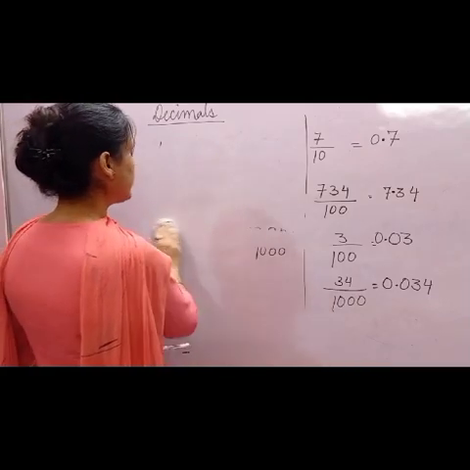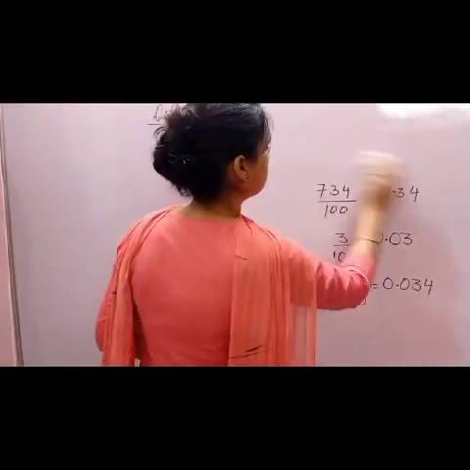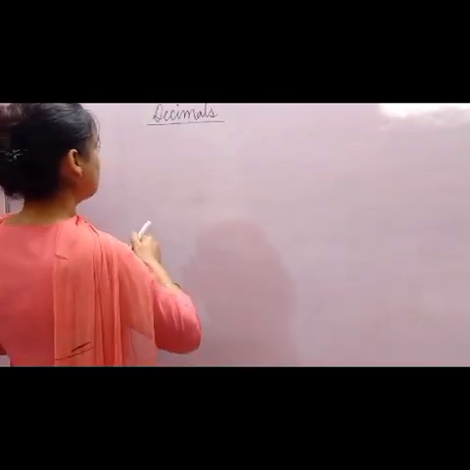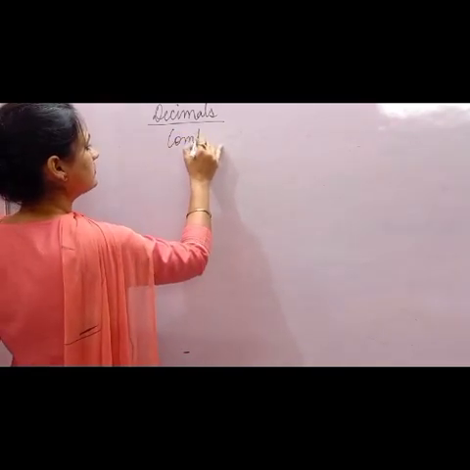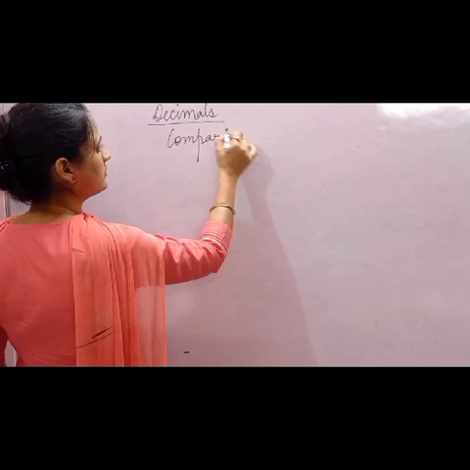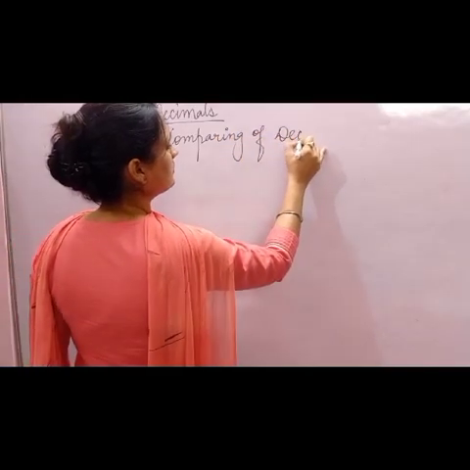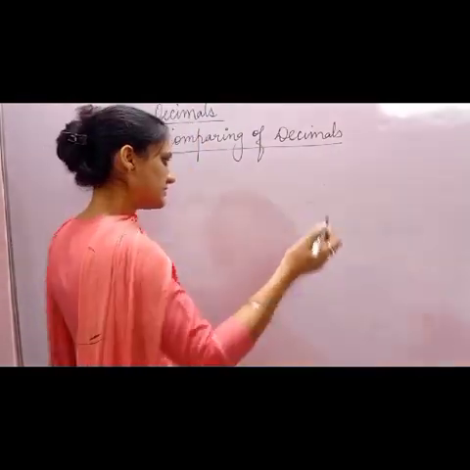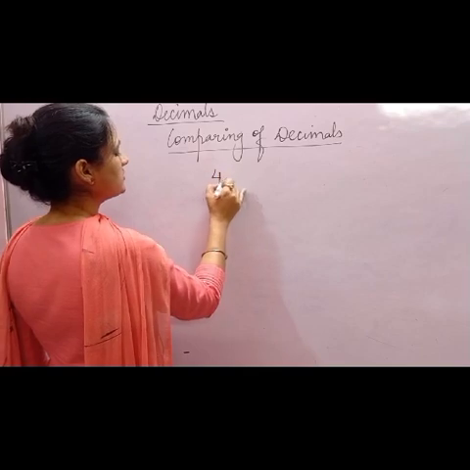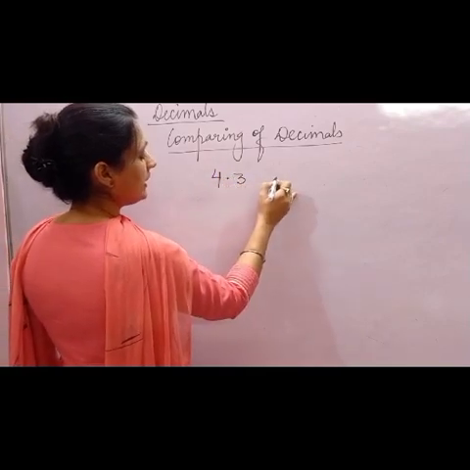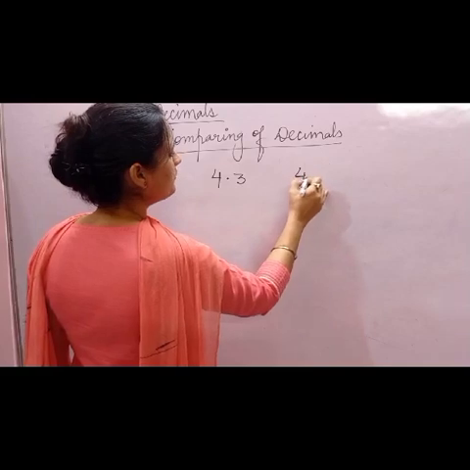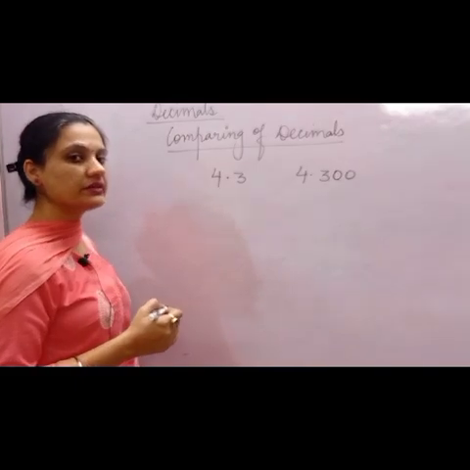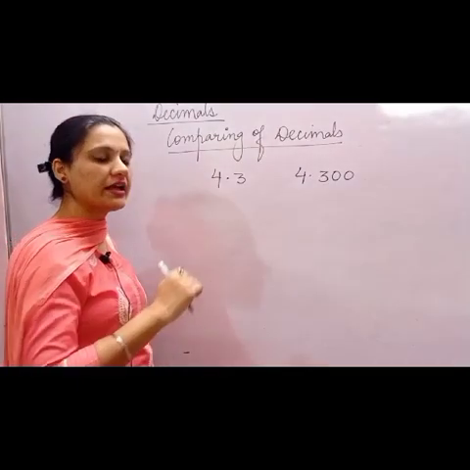Now we are going to understand a very important thing, that is comparing of decimals, right? How can we compare, right? Let's start. First, we'll write down, suppose it is given 4.3 and it is given 4.300. Which one is greater? Wait, I'll make you understand.